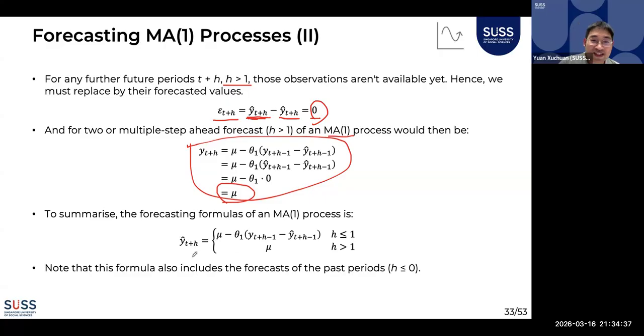Let's summarize this. For any h bigger than 1, the forecast value is always the mean of the series, your original stationary series. And for h less than or equal to 1, including h less than or equal to 0, you have your original time series, and then you fit the model and you know the so-called white noise term.